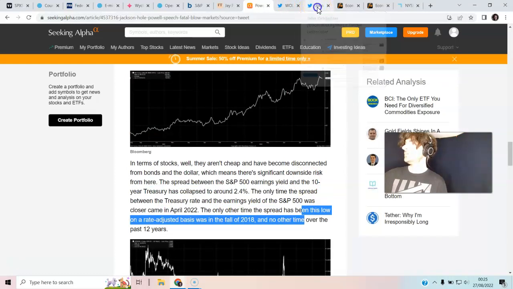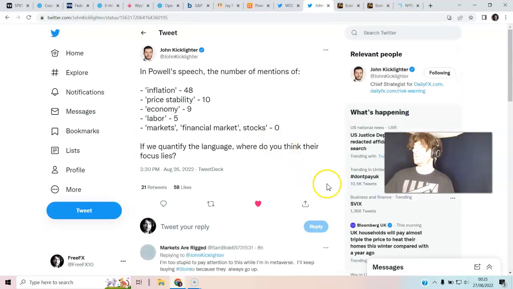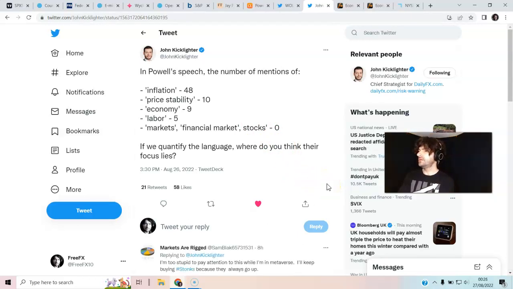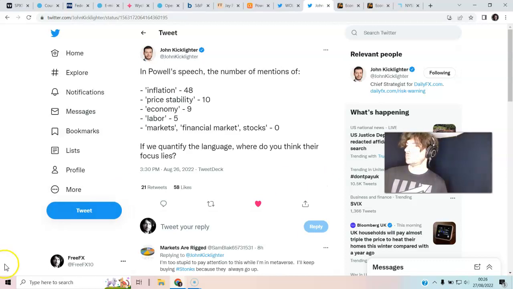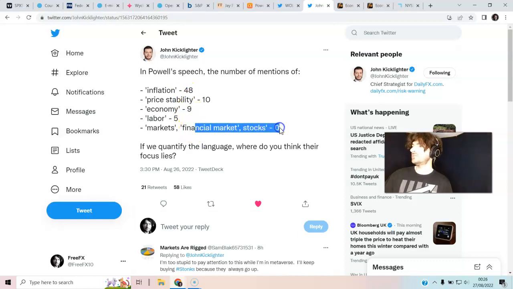Now, speaking of the speech today, if you follow John Kicklighter, as I said, on Twitter, there's a tweet today where, and I think I saw that from another source, Bianco Research, Powell's speech delivered a reference to inflation about 48 times. That's interesting per se, because it gives the message that the prime focus of monetary policy is to fight inflation rather than worrying about stocks and financial markets. That was zero mentions. So that gives you the sense of priorities.